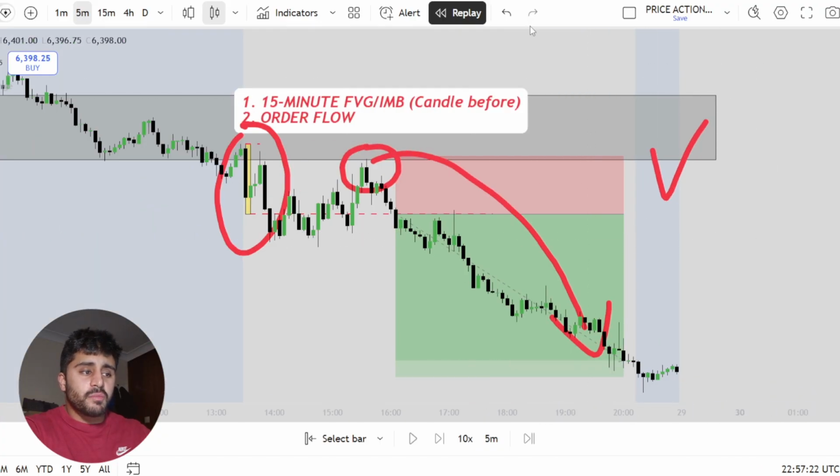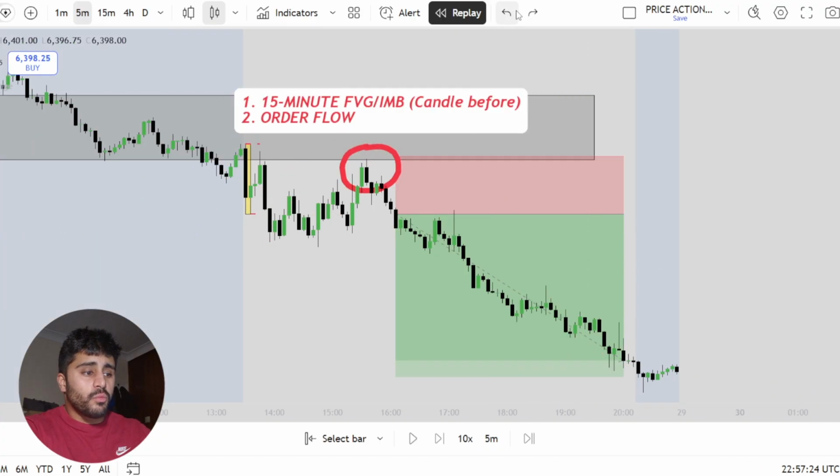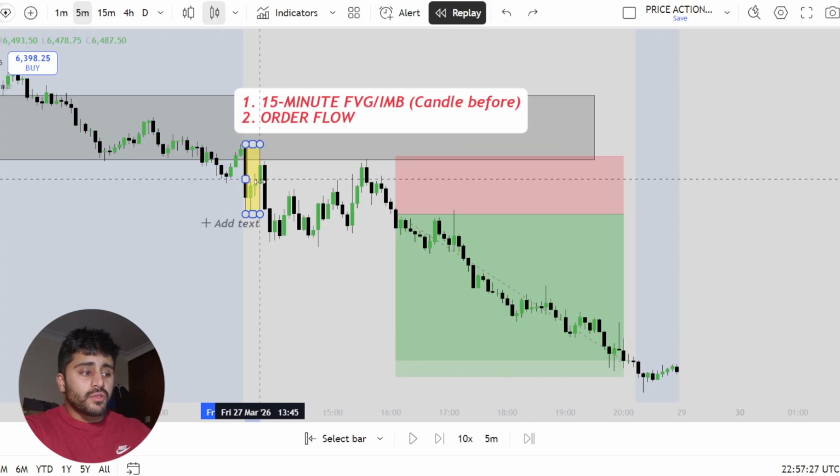Executions, people do them in different ways. For example, if you're an ORB trader, I do like using the 15-minute ORB. So this would be the 15-minute ORB like this, pretty similar to the 5-minute.